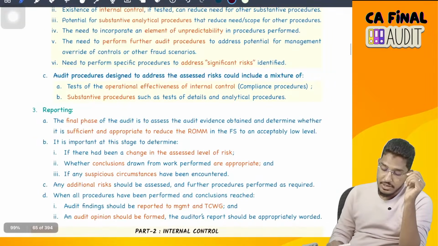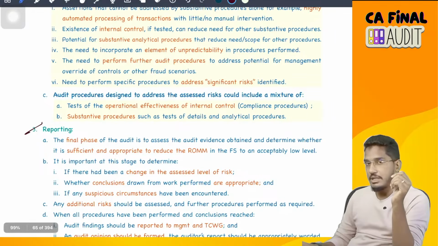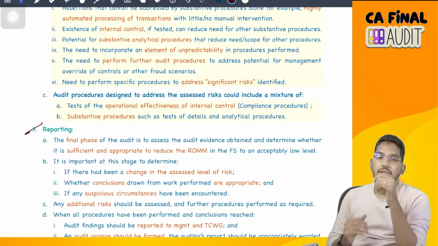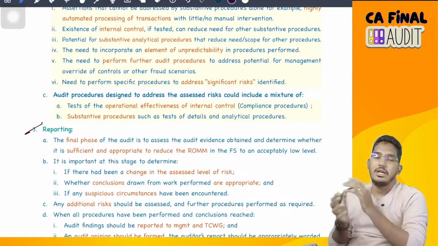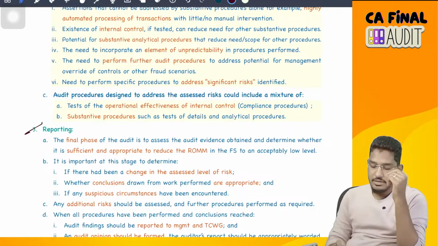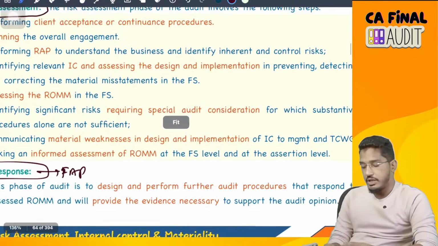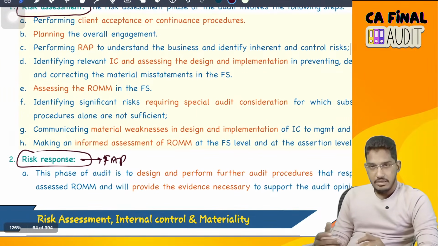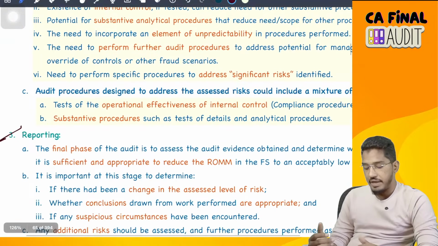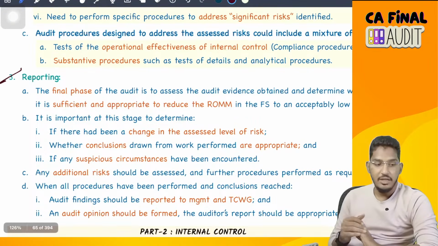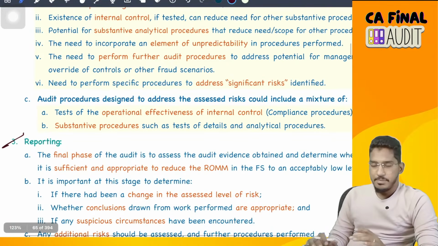Now the third stage is finally reporting. Once you have performed audit procedures, you will have observations, and depending on those observations, you will arrive at the conclusion. That conclusion you are going to express in the form of a report. That report we call the audit report. So that is the third phase. So like this, there will be 3 phases for risk based audit. First we will do risk assessment, then after we have assessed the risk, we will respond to that risk appropriately, and finally whatever our findings are, from that we will try to report it. Right. So one aspect we are done.